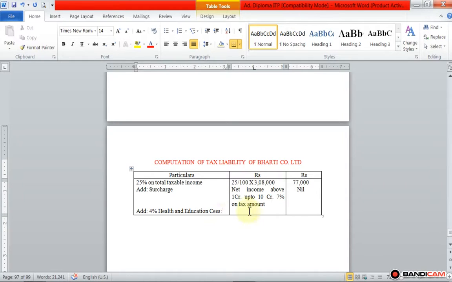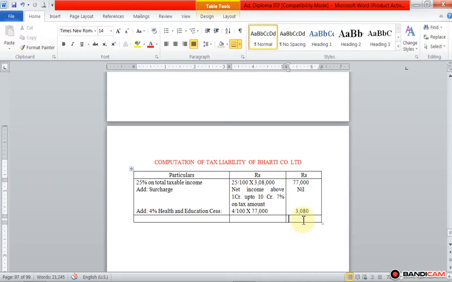Okay, so 4% on tax, that is 4 divided by 100 multiplied by 77,000. So here 77,000 into 4%, that is 3,080. Okay, so make the total of outer column, and the total is the tax liability of the company.